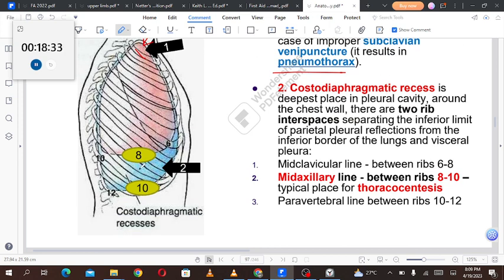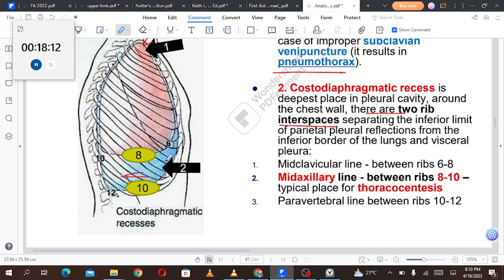Point 2 is the costodiaphragmatic recess, the deepest place in the pleural cavity around the chest wall. There are two rib interspaces separating the inferior limit of the parietal pleural reflection from the inferior border of the lung and the visceral pleura. What's there? There are two rib interspaces.